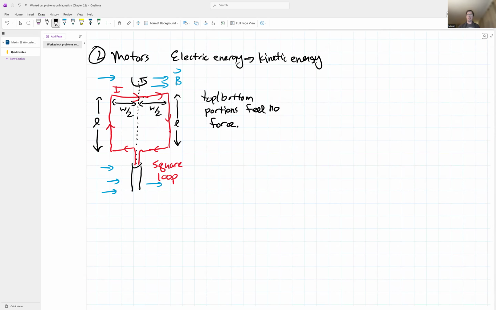Okay. But the left and right will feel a force because the current there is perpendicular to the B field. So let's do the left side first. So this is going to be our left side of the loop, and this is going to be the right side.